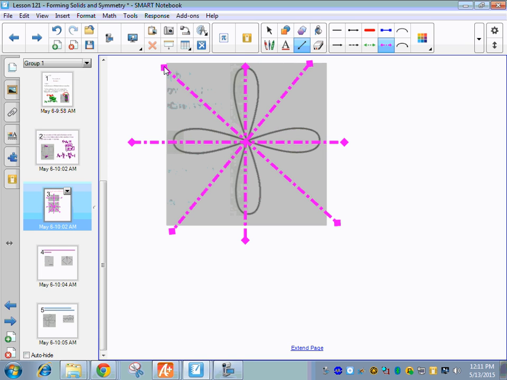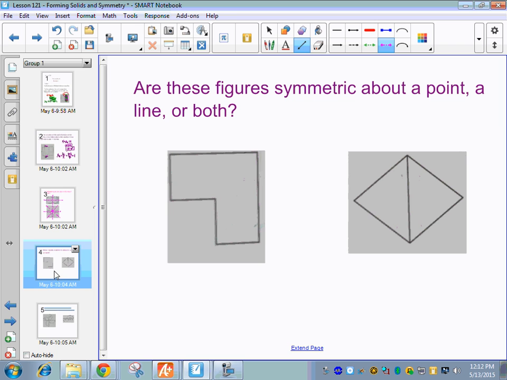No. So this one actually has 4 lines of symmetry, right? Is that 4? 1, 2, 3, 4. Yeah, 4 lines of symmetry. So you could fold it in a lot of places and it would fold onto itself. Yes, yes. A circle could.